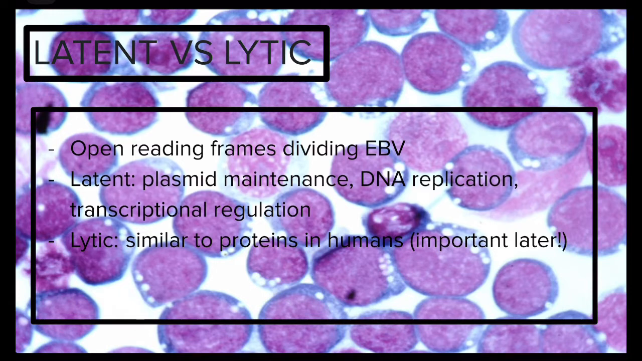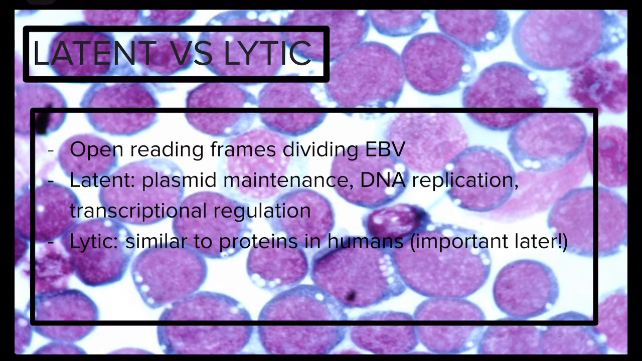There are plenty of details to how and what each division does, but I'll give you the gist. Latent has a significant role during the infection state, as its coding allows it to maintain plasmid, replicate DNA, and regulate transcript. Lytic becomes important during persistent infection, as its genes allow it to be similar to the human proteins and allow it to integrate DNA replication and amplify the virus. This becomes important when we talk about the EBV's life cycle.